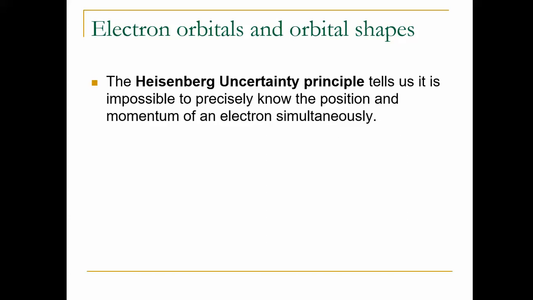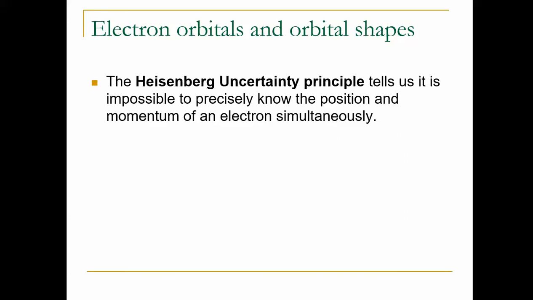It is impossible to precisely know both position and momentum of an electron simultaneously. Basically, you can think about it like this. We can know where the electron is. We can know how the electron's moving. The more we know about one of those things, the less we know about the other.